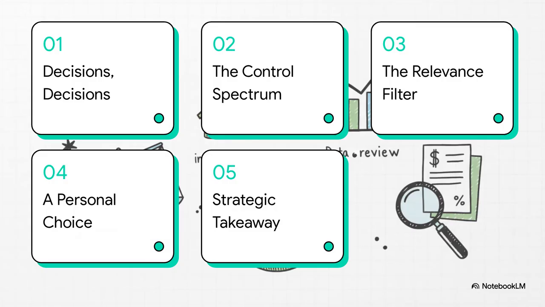So, here's the game plan for building our toolkit. First up, we're going to talk about that classic problem, decision paralysis. You know what I'm talking about. Then we'll craft our two main tools to fight it. We're calling them the control spectrum and the relevance filter. After that, we're going to take this new toolkit for a test drive with a super relatable real-world example. And to wrap it all up, I'll show you how to put it all together into a simple framework you can start using like today.